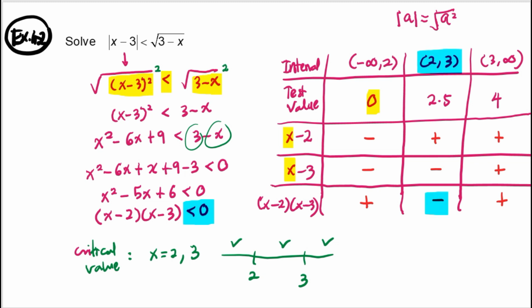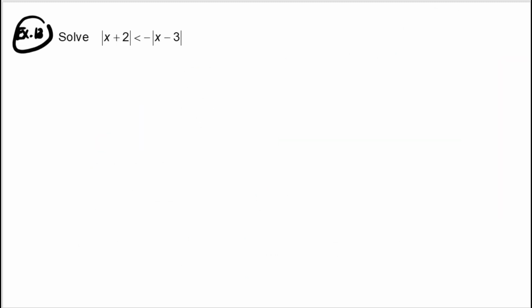So our answer is actually between 2 and 3. Are 2 and 3 included? No, because we don't have the equality symbol there. So we don't have the equality symbol, therefore 2 and 3 are not included. We have the brackets here. Alright, now let's go to the last example, I guess.